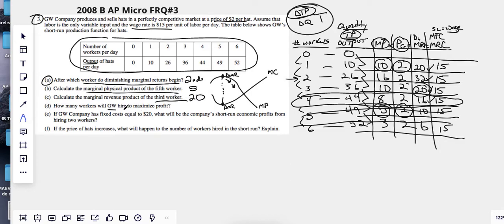How many workers will they hire? Now, they don't ask us to explain it, so that's nice. We can see that we would hire 4 workers. Do know how to explain it, though. I mean, look at here, I'm going to use a different color just so we can focus. It's getting a little sloppy here.